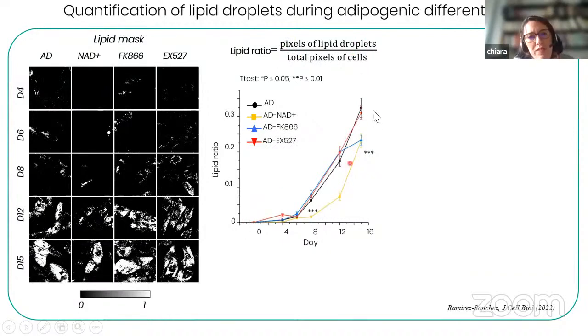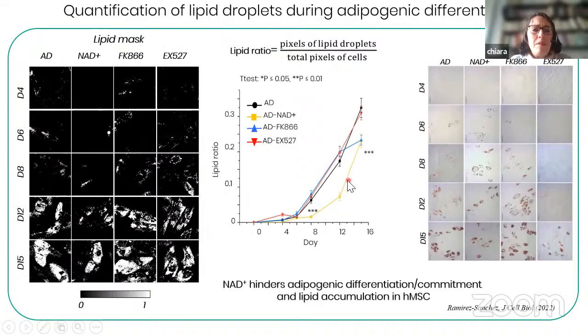And then we can see that over time, we have an increase of the lipid ratio. And if we look at NAD plus treatment, we have a smaller lipid ratio. So we show that NAD plus is actually hindering the differentiation process and the lipid accumulation. We also tested this technique against more traditional Oil Red staining.